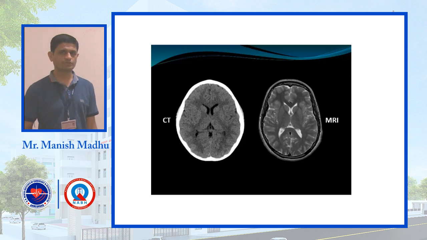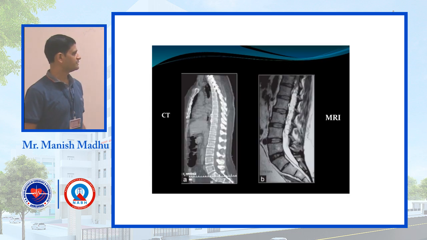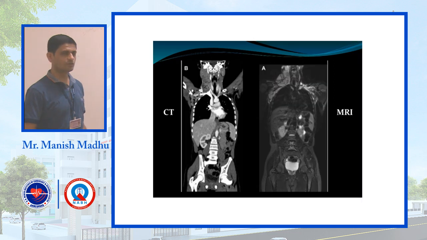First, I would like to show the images. Here, on the right hand side, these are the CT images, and on the left hand side these are the MRI images in the axial view. This is another picture of CT and MRI. Both are spines. This is a coronal image of CT scan versus MRI.